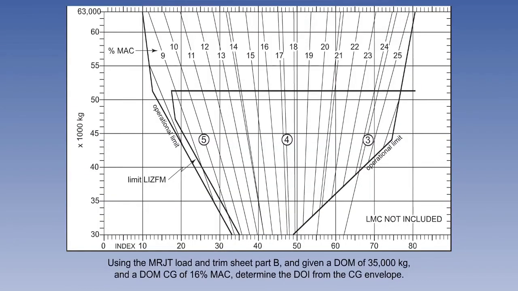A typical example question would ask us to determine the dry operating index using the centre of gravity envelope in Part B of the medium-range jet transport load and trim sheet, from a given dry operating mass and centre of gravity. In the envelope, draw a horizontal line from the mass of 35,000 kilograms to a point where it meets the 16% mean aerodynamic vertical line. And where the intercept occurs, drop a vertical line down to read 45 units on the bottom scale, which is the dry operating index.